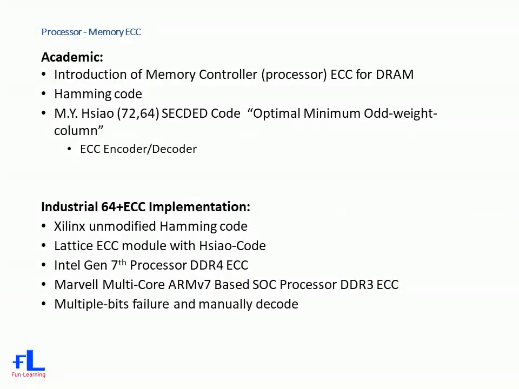In section 2, we discuss industrial 64-bit plus ECC implementation for 4 types of Hamming code, or Hsiao code, by 4 semicon companies. Then, we share some great details of how to manually decode double bit and triple bit flipped errors from real case studies.